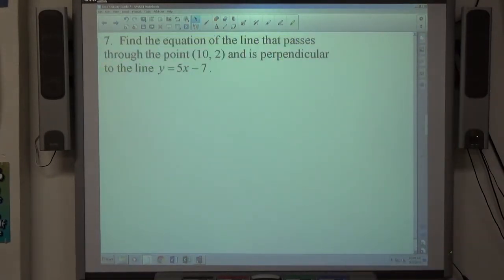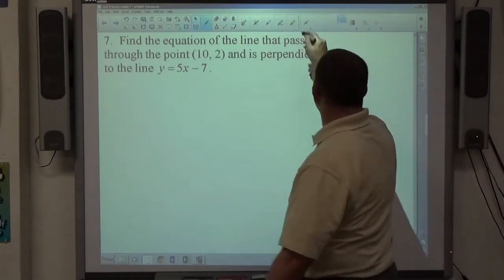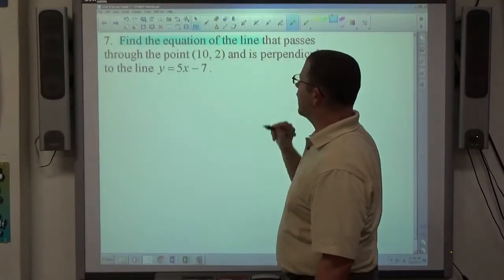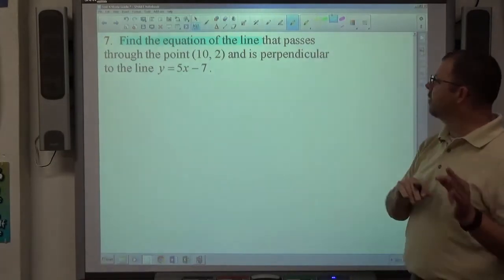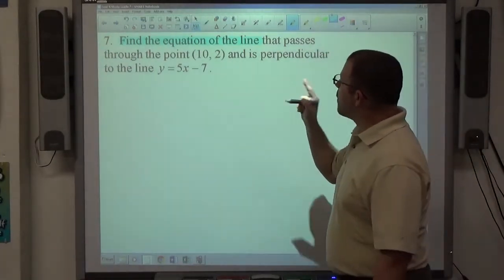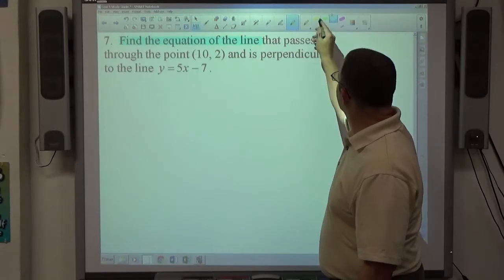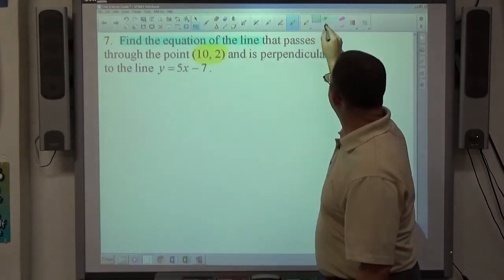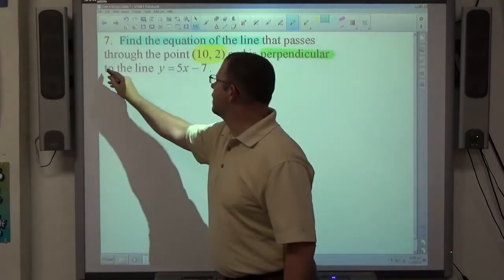Number 7, find an equation of the line. Okay, let's focus first on the words, the directions. Find the equation of the line. Our job here is to find an equation, y equals mx plus b structure. It passes through a point, that's helpful, so that's going to be necessary information at some point in this problem. And it's perpendicular to a given line.